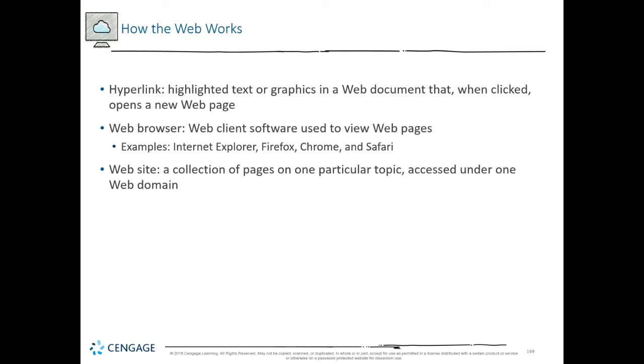How the web works. Hyperlink, highlighted text or graphics in a web document that when clicked opens a new web page. Web browsers, client software used to view web pages. Examples are Internet Explorer, Firefox, Chrome, and Safari. Website, a collection of pages on one particular topic accessed under one web domain.